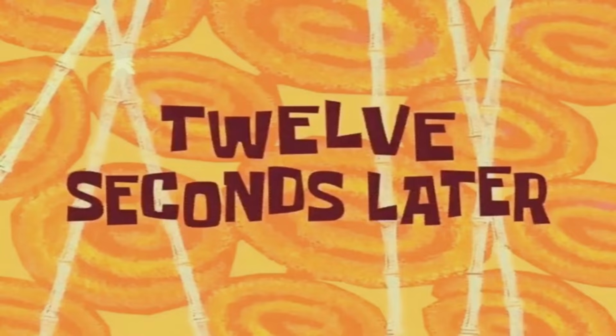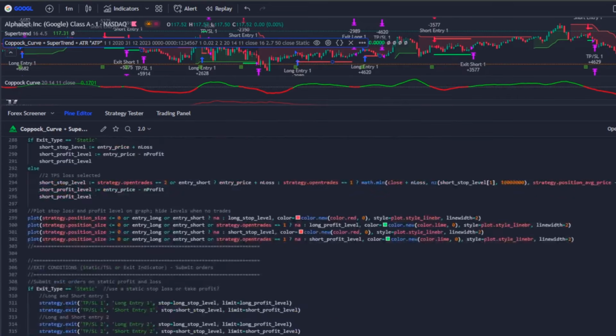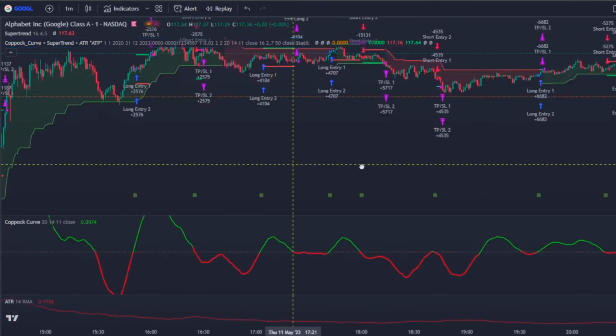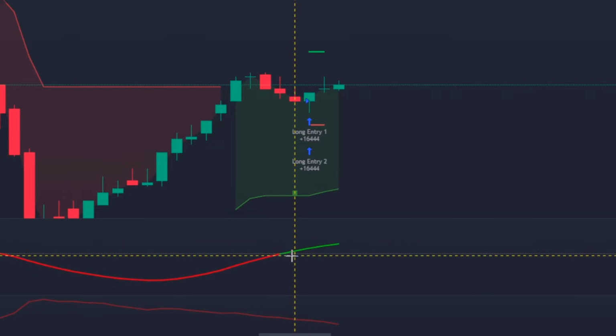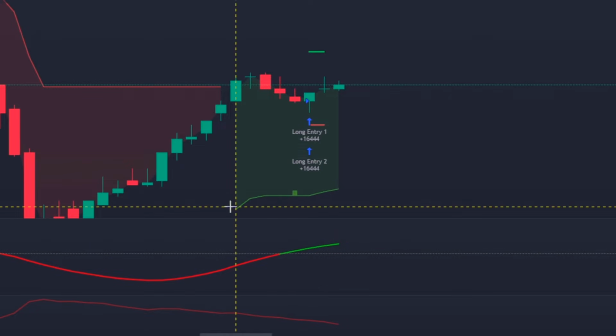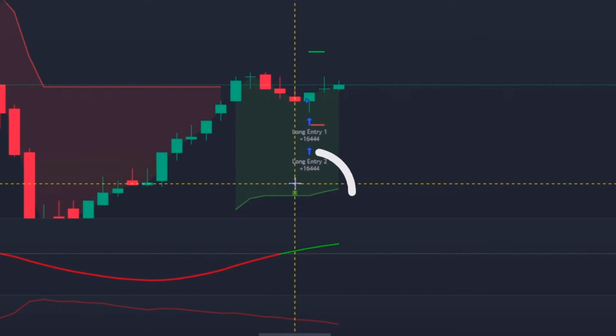12 seconds later. Okay, my bot is ready to be used and it's working perfectly. Here we can see that the Coppock curve crossed above the zero level of the histogram and turned green, and that the super trend is green and under the price.